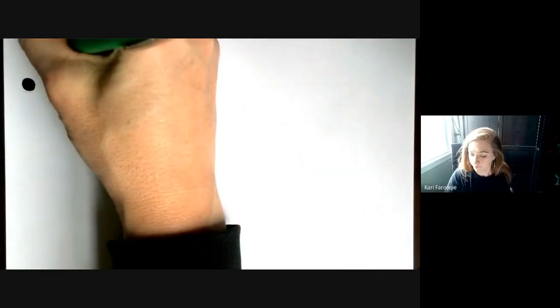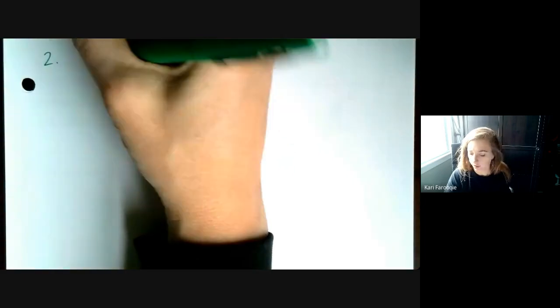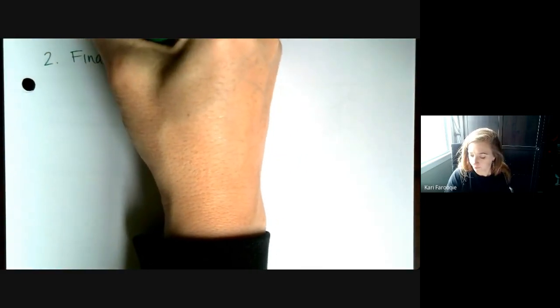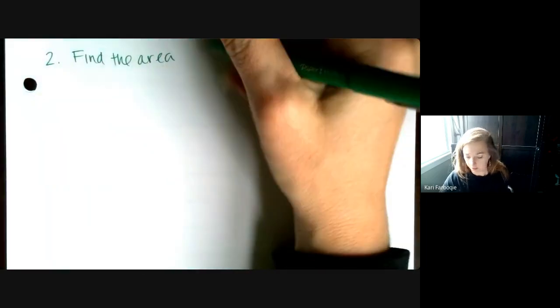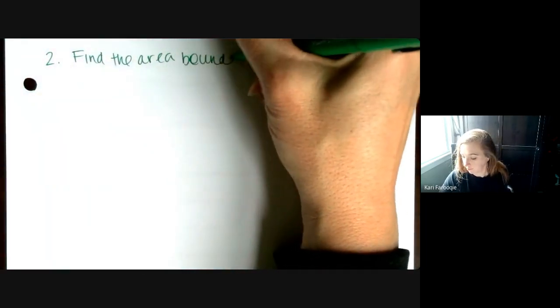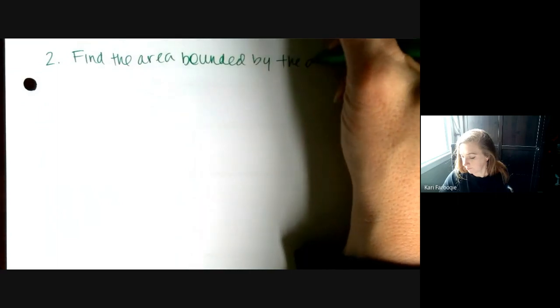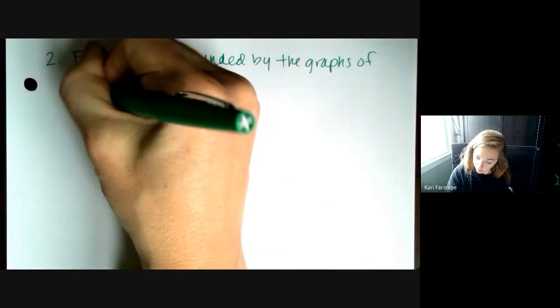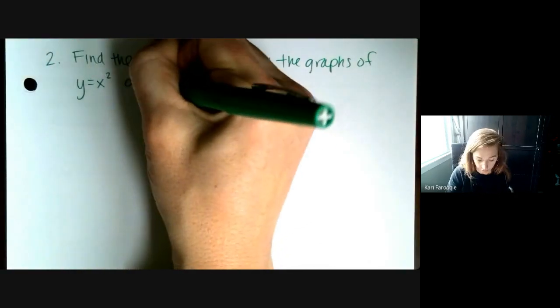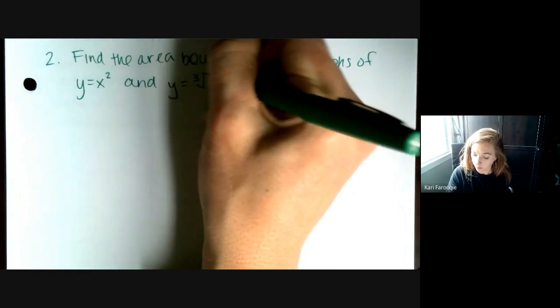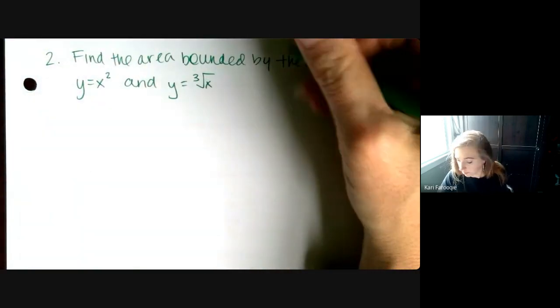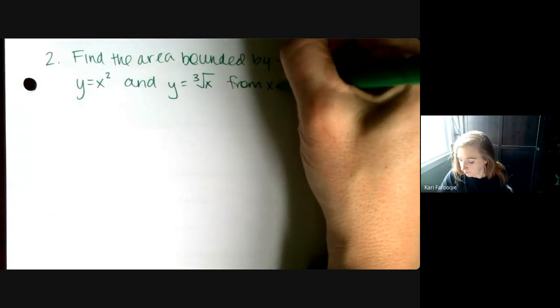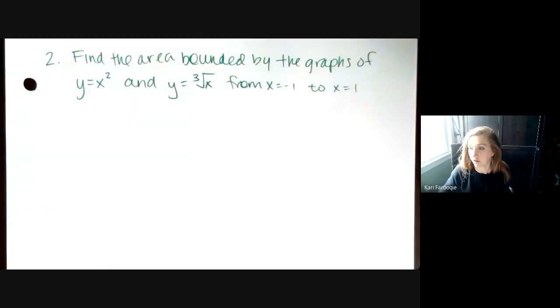Okay. Let's see. Number 2, find the area bounded by the graphs of y equals x squared and y equals the cube root of x from x equals -1 to x equals 1.